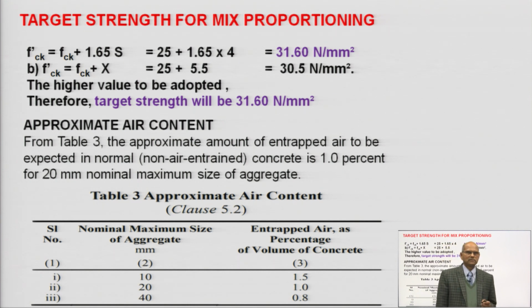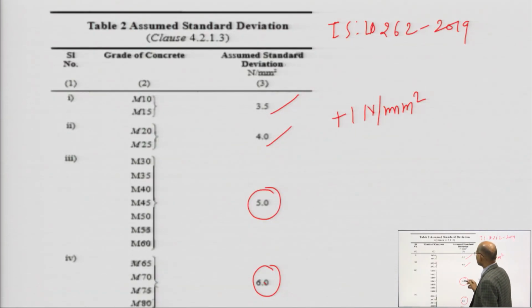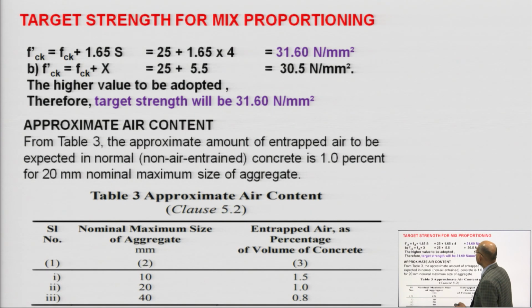Okay. So, if you see here what I have taken, M25 grade concrete. For M25 grade concrete what is the standard deviation? This is FCK plus 1.65 times the standard deviation, 1.65 is the statistical constant, and the standard deviation has been taken from table number 2. This value is 4. So, this value has been taken here, just you multiply, you will get 31.60.